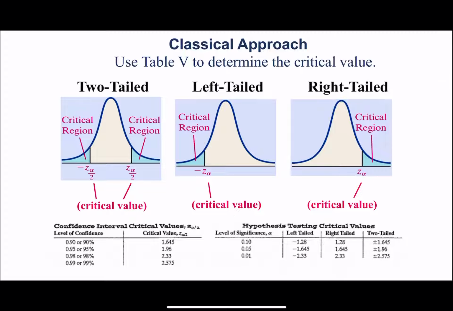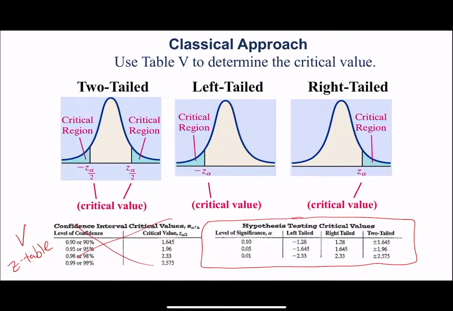So right here, this is from the bottom of the Z table. At the bottom, we were using our confidence intervals. We're not using that now. Now we're going to be looking here. These are our critical values, depending on if we have the left tailed, right tailed, or two tailed. We are going to use these. It's pretty much the same thing as what we were doing before, because you notice right here, 0.10 is 1.645 on my two tail right here.